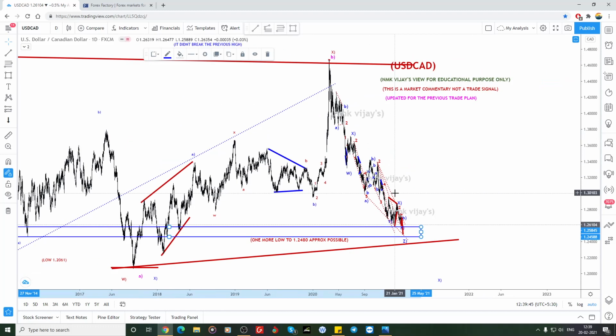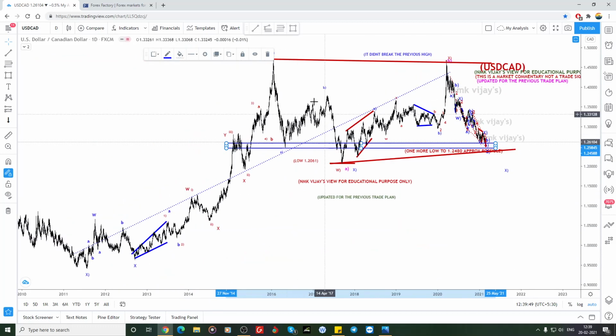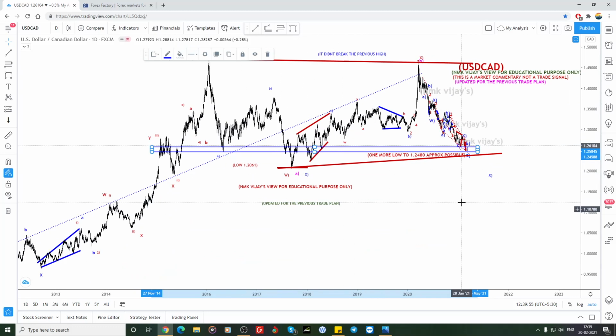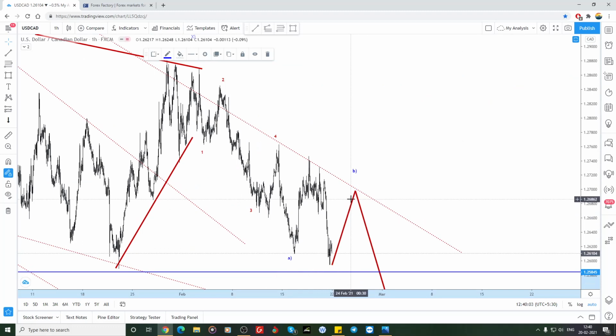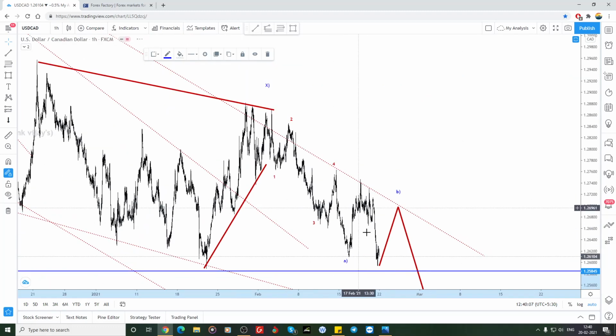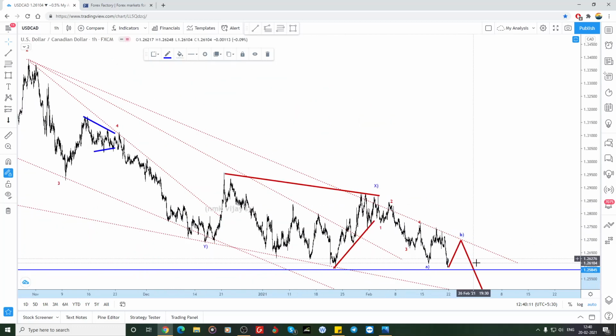So let's see. I'm expecting this one, and it won't break this low because it already did the same thing here. So it couldn't break this low. So let's see, right? From here I'm expecting a bounce. So this week it's an irregular flat correction. I'm expecting again, after this kind of wave formation, one more wave to the downside is also possible.